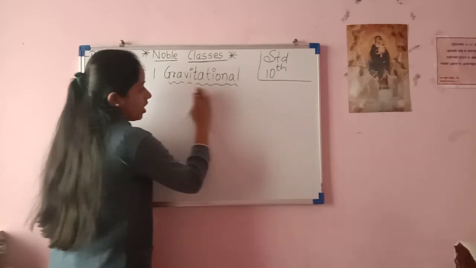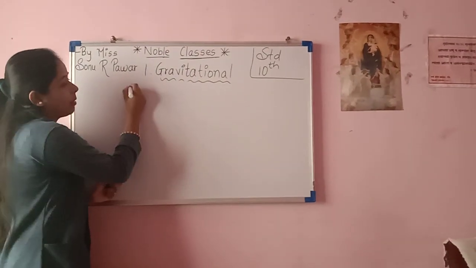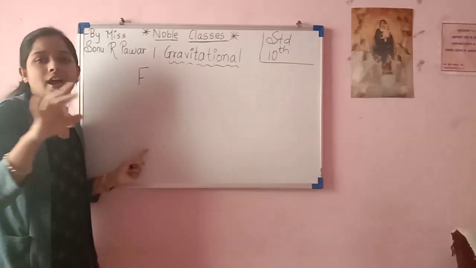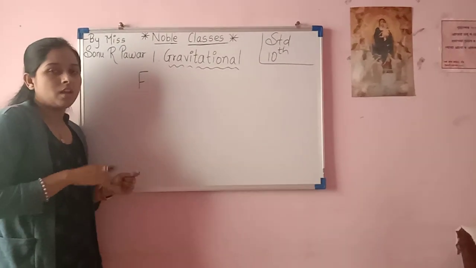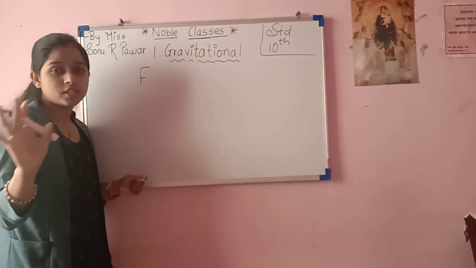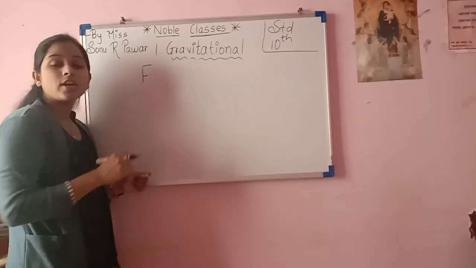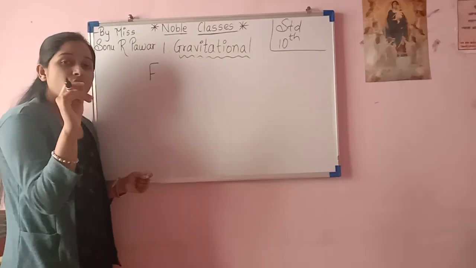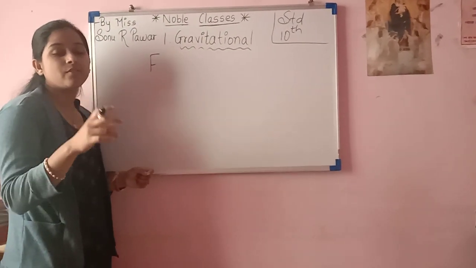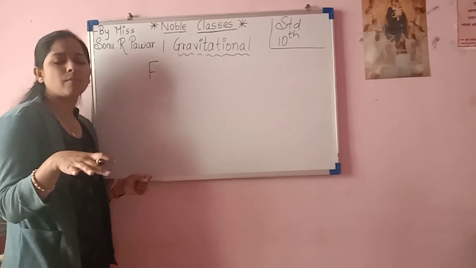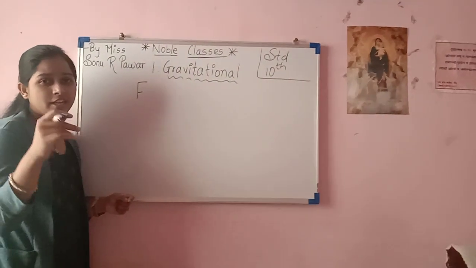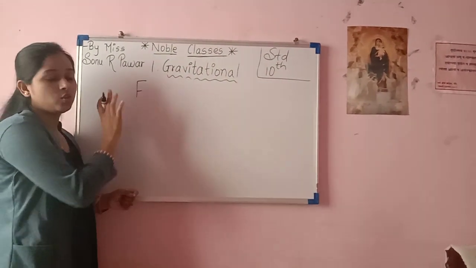Now force is always denoted by F. All these concepts which I am telling you were derived by Newton. Newton's law of gravitation, gravity, this phenomenon is given by Newton himself. So when we are talking about gravitational force, force is denoted by the symbol F. Many scientific symbols are there. For example, velocity is denoted by V, mass by M, density by rho. Similarly, force is denoted by F.